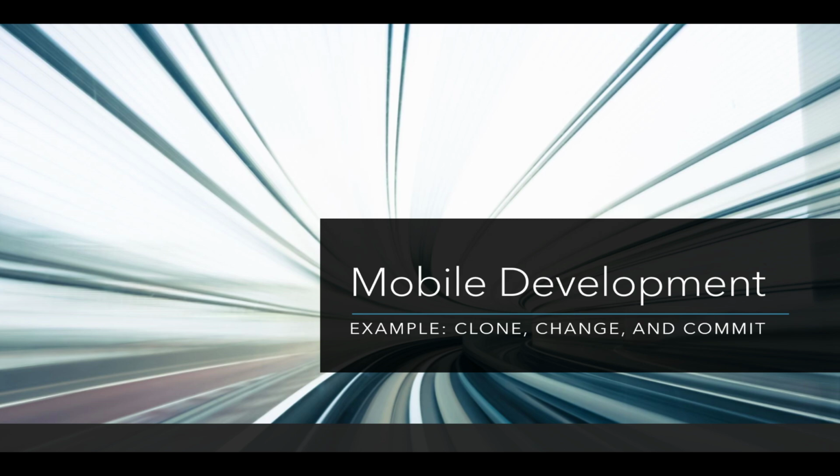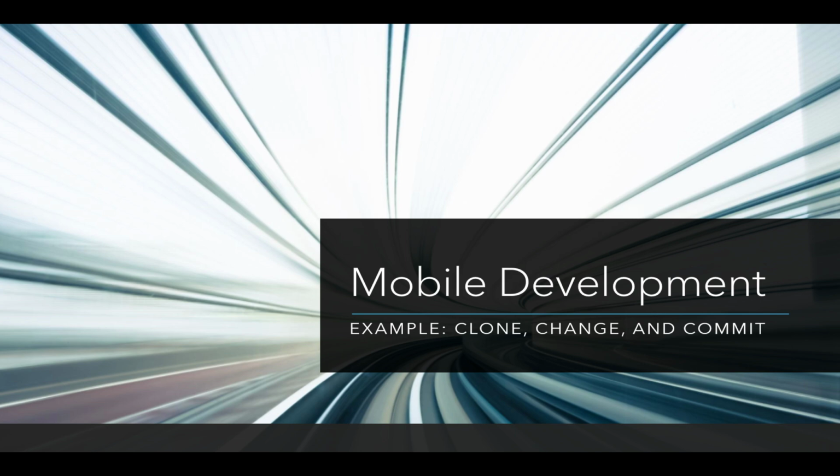Example: clone, change, and commit. This is an extended example walking through using multiple tools, starting with cloning using GitHub Desktop, changing code using Visual Studio Code, and then committing using GitHub Desktop again. And then we'll check to see that those commits have then shown up on GitHub itself.